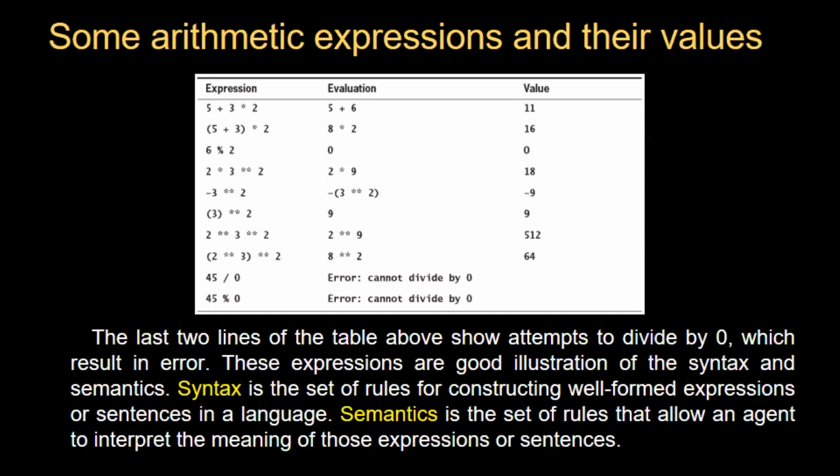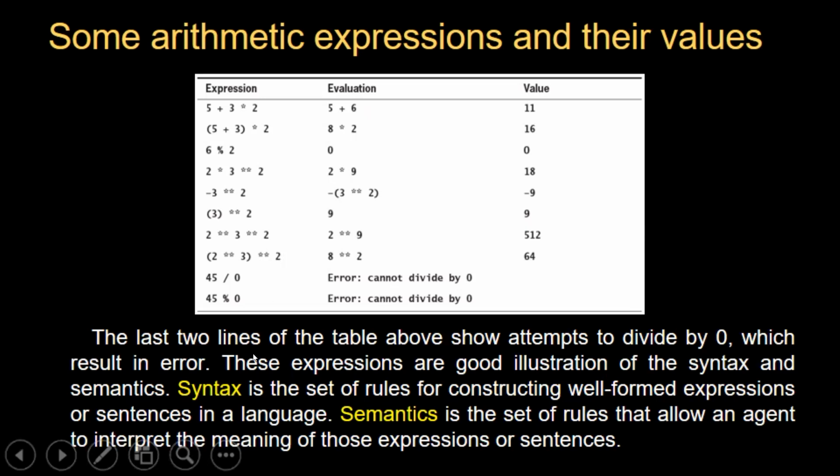So I have here some arithmetic expressions and their values. Take note, you can use this later on. For example, we have this expression, 5 plus 3 times 2, or 5 plus 6, which has a value of 11. So how can we evaluate this expression? It depends on the precedence of the operators.